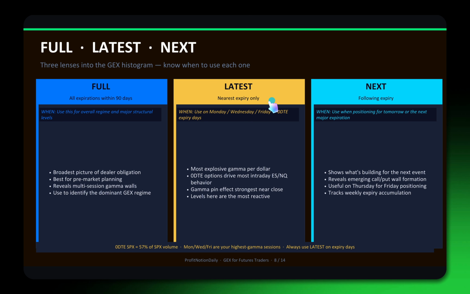I will say that 0 DTE represents the majority of GEX and options market. So even if you have it on full or next, it's going to be skewed to the latest all the time. And so me personally, I always use the latest, but it's good to kind of look at full, next, just to see if there are other levels to pay attention to going into the next day.